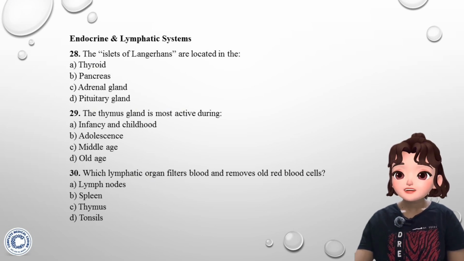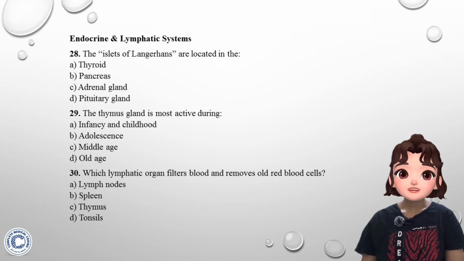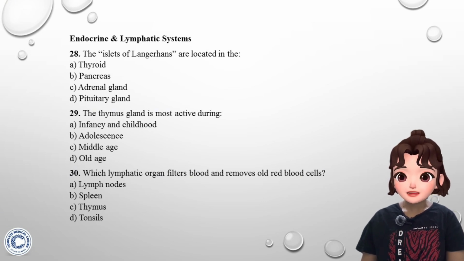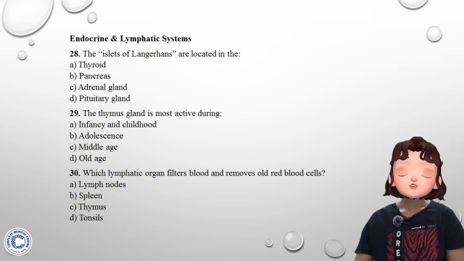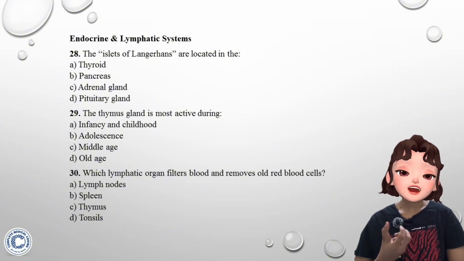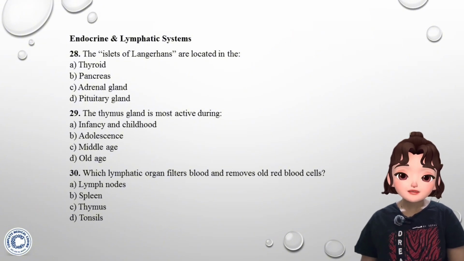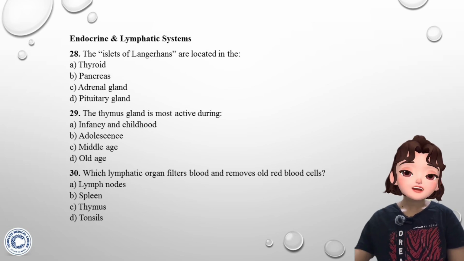All right. Now, last question, question number 30. Which lymphatic organ filters blood and removes old red blood cells? Lymph nodes, spleen, thymus, tonsils. Simple, right? Which lymphatic organ helps in filtering the blood? Answer is option B, spleen.